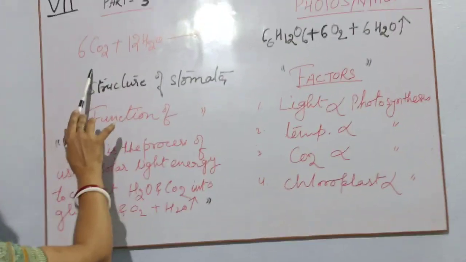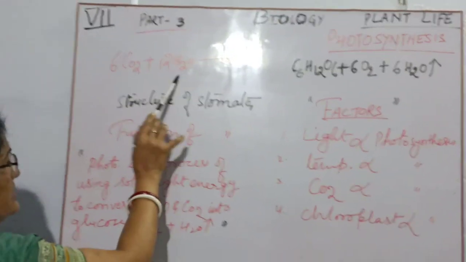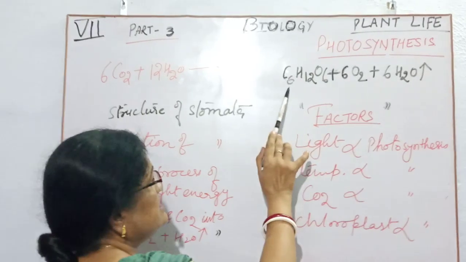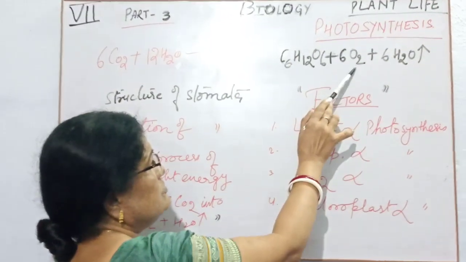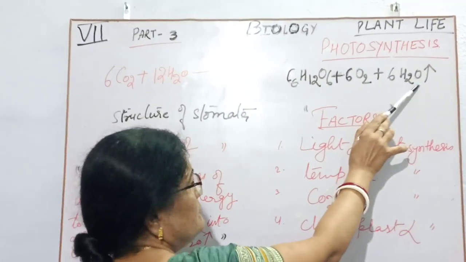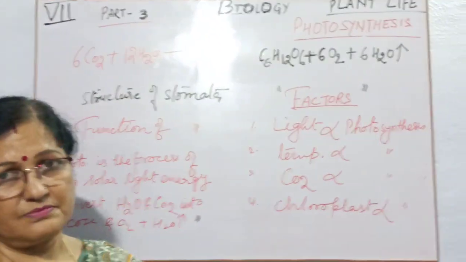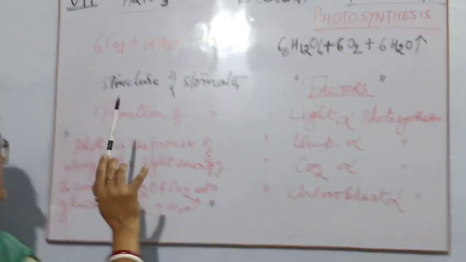6 molecules of carbon dioxide combine with 12 molecules of water to form 1 molecule of glucose, C6H12O6, and release 6 molecules of oxygen and 6 molecules of water in the form of water vapor through transpiration. Okay. Now, structure of stomata.